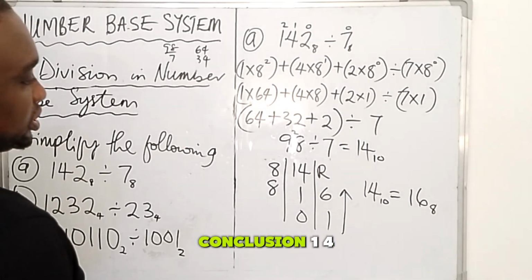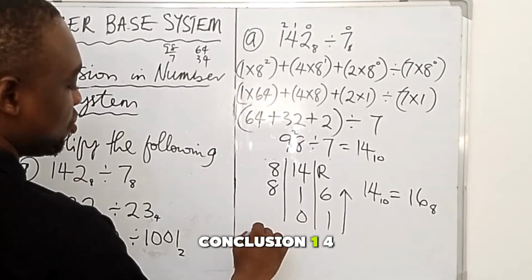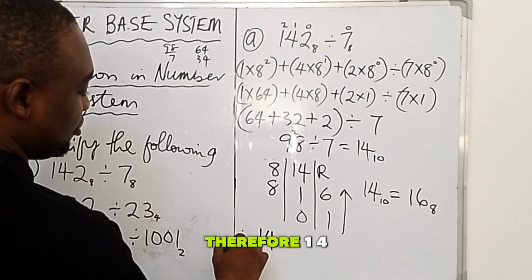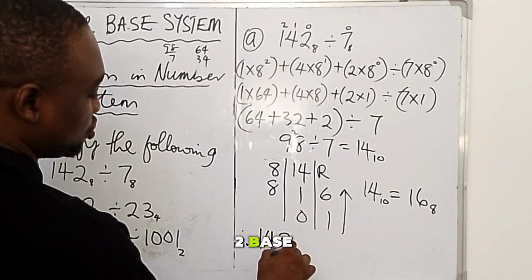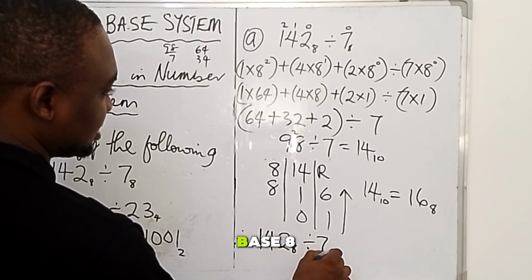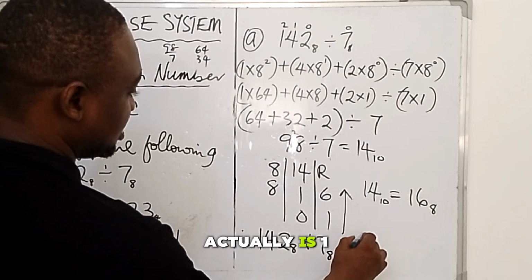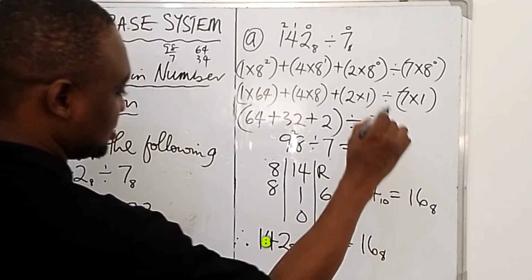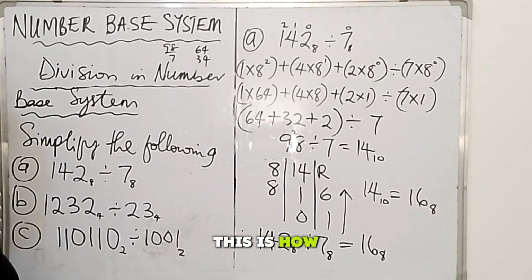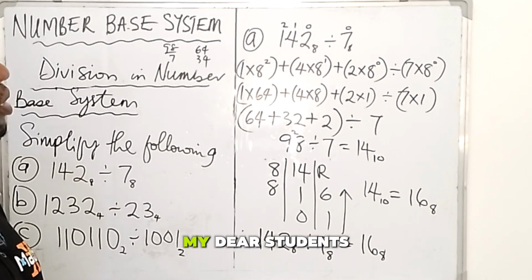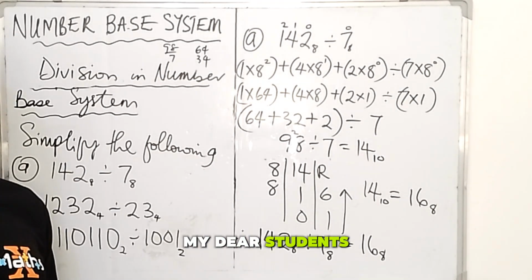In conclusion, 142 base 8 divided by 7 base 8 actually is 16 base 8. This is how it is done, my dear students and viewers.